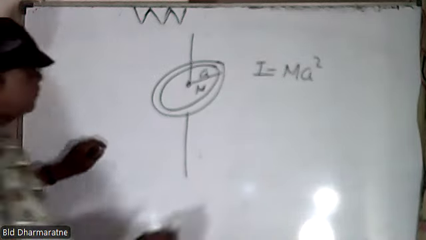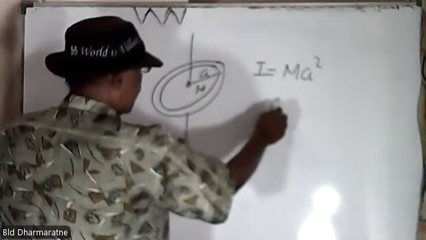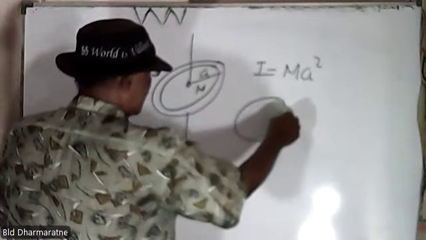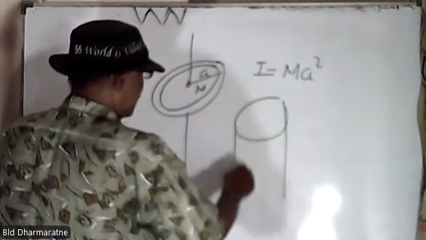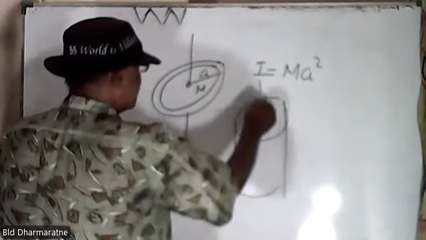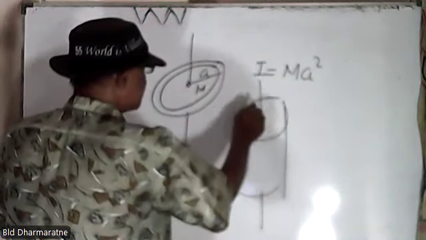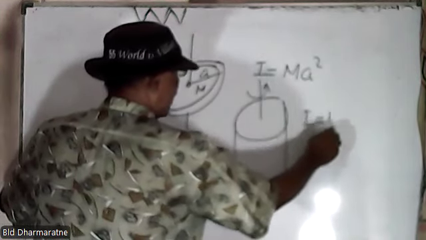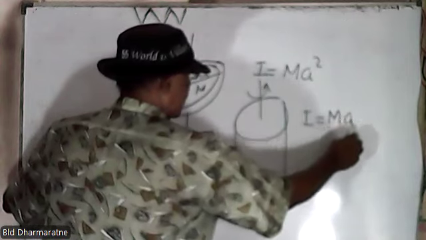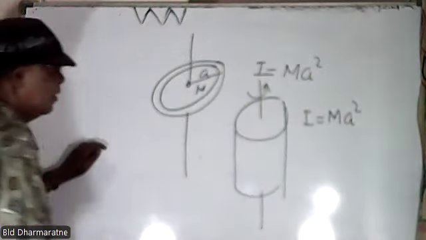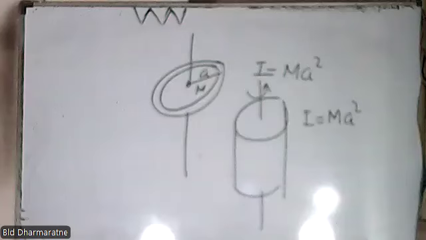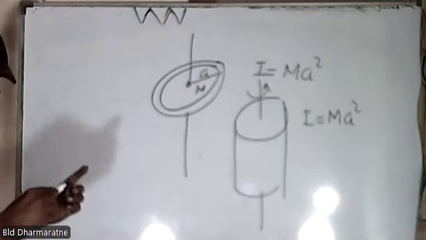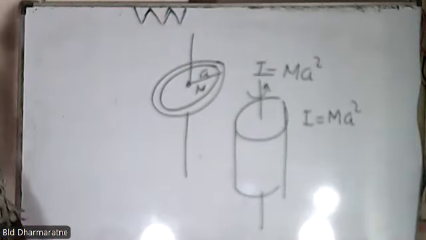The hollow cylinder is also the same. It does not depend on the height. Here also I equals M A squared. This is a revision, so listen to all these things and memorize them. Right. Now, another one.